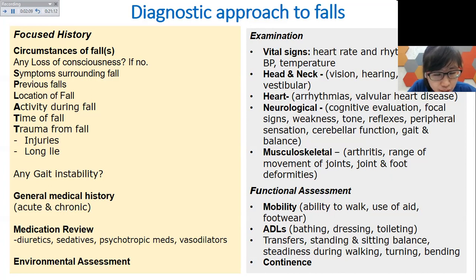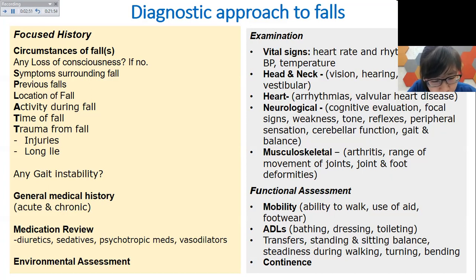The time of fall is important as well, day versus night, to determine whether possible visual impairments are contributing to the falls. That will give us some clue if we know the time, day versus night. And trauma from falls is also important to identify injuries and long lie. Subsequently, to identify any presence of gait instability that requires walking aids, to look into the general medical history, acute and chronic conditions that may contribute to the fall, medication review, as earlier mentioned, and environmental assessment is also important.